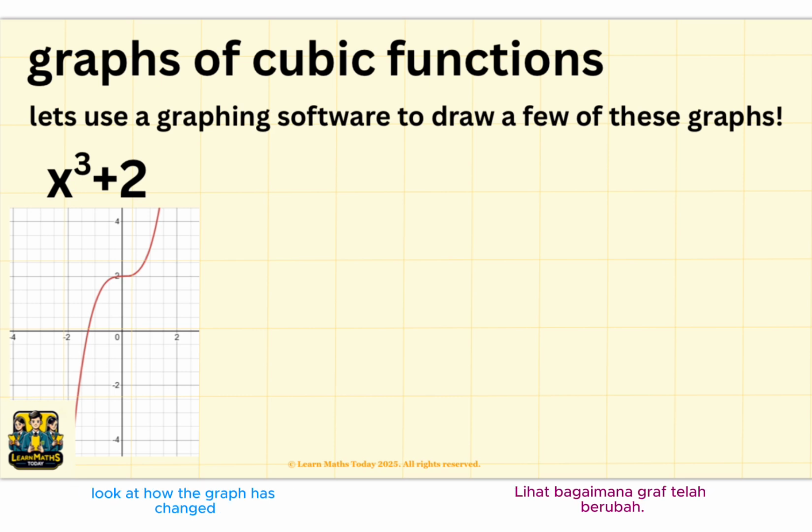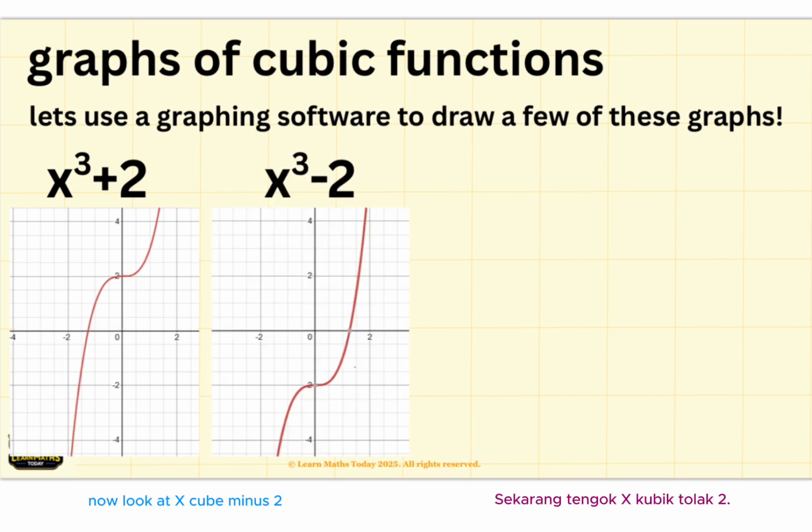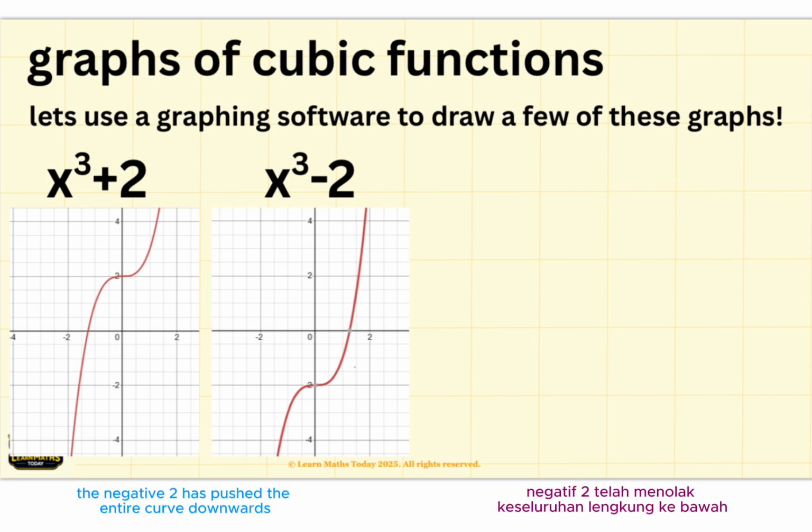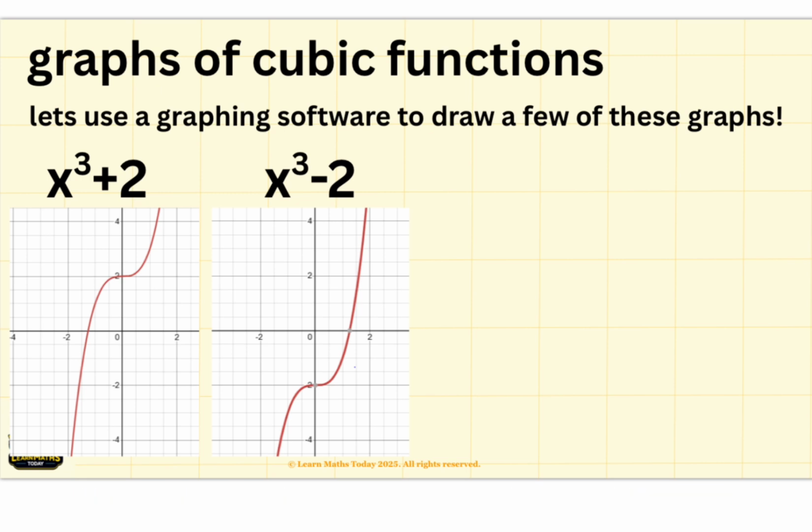Look at how the graph has changed. The plus 2 at the end has lifted the entire S curve upwards by exactly 2 units. The curve has the same shape, the same steepness, but it has been moved. Instead of passing through 0, 0, it now passes through 0, 2. Now look at x cubed minus 2. Can you see that the negative 2 has pushed the entire curve downwards by 2 units? Same S shape, but now it passes through 0, negative 2.